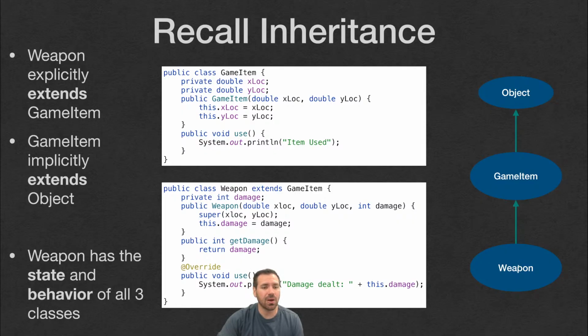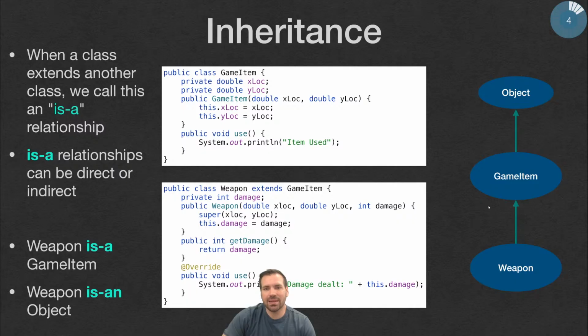So weapon has all of the state and behavior of all three of these classes, almost as though you took all the code from object and game item and pasted it right into the weapon class, but without having to paste. So when we have multiple classes inheriting from the same superclass, we don't have to paste that code twice. We just type extends, and we're done. Two words: extends game item, done.